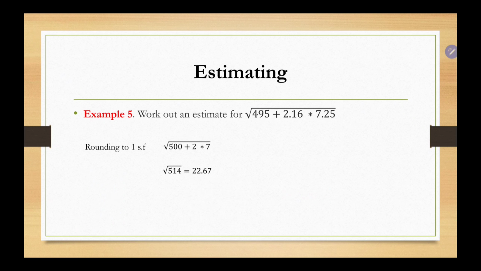Let's try another example. This is a little different. It says, work out an estimate for the square root of 495 plus 2.16 times 7.25. As we can see here, we need to round each of these numbers to one significant figure again. You're going to have 500 plus 2 times 7. And then we have the square root of 514, which will be 22.67.